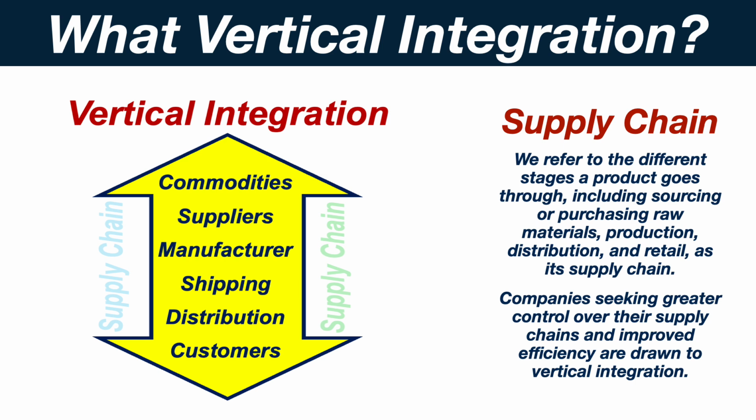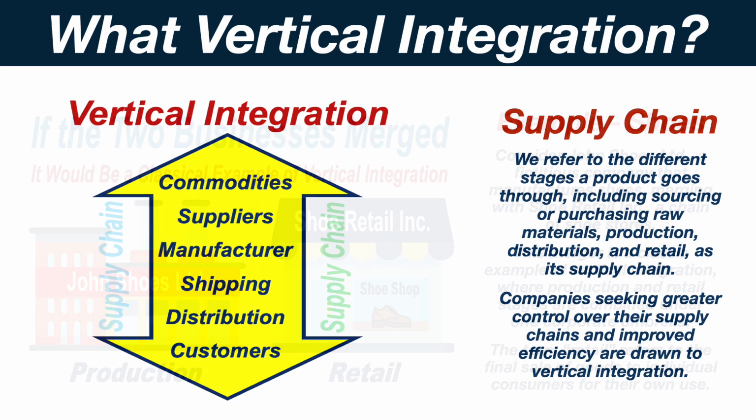We refer to the different stages a product goes through, including sourcing or purchasing raw materials, production, distribution, and retail, as its supply chain. Companies seeking greater control over their supply chains and improved efficiency are drawn to vertical integration.